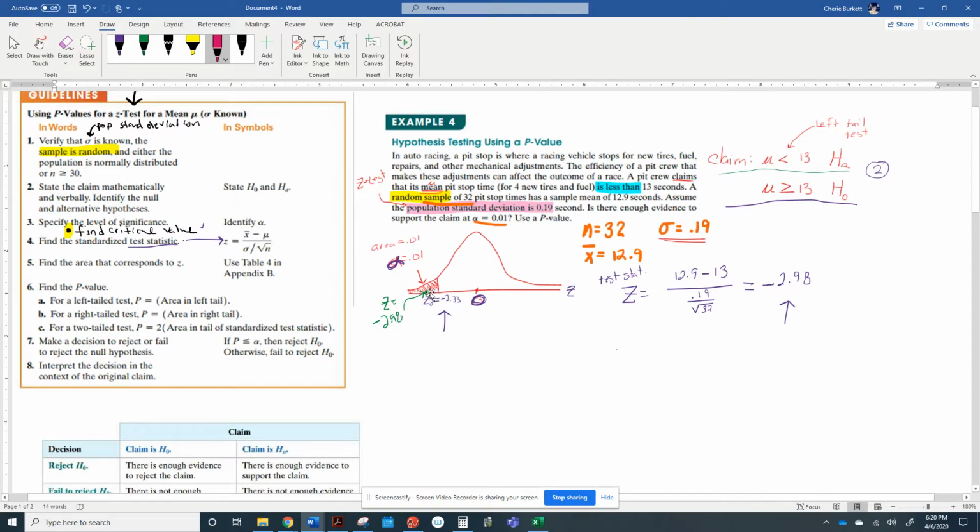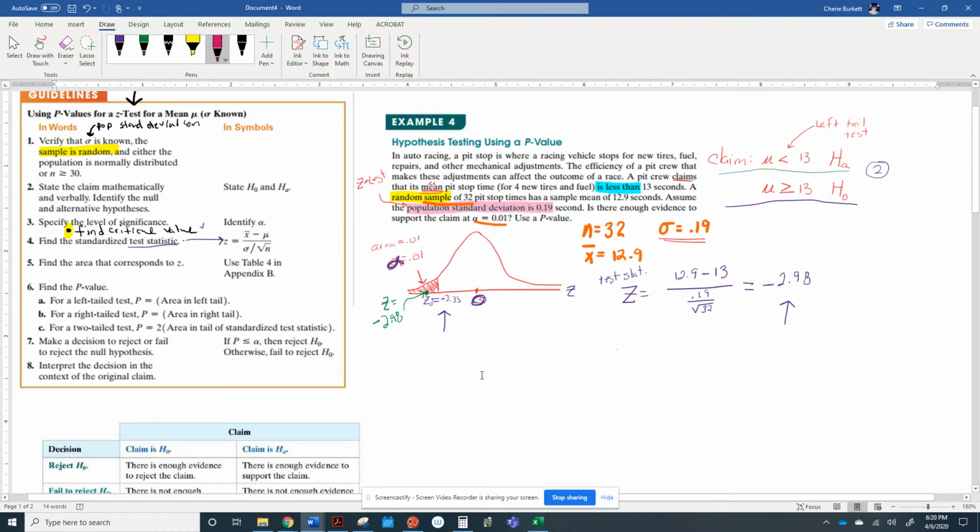So we know if we keep going along this line right here, we'll get to negative 2.98, somewhere along there. I'm not really worried about where exactly it is. I don't know about the scale or anything, but I do know that negative 2.98 is to the left of negative 2.33. Since it's to the left and everything to the left of this negative 2.33 is shaded, then that means this green dot, your test statistic, is in the shaded section.